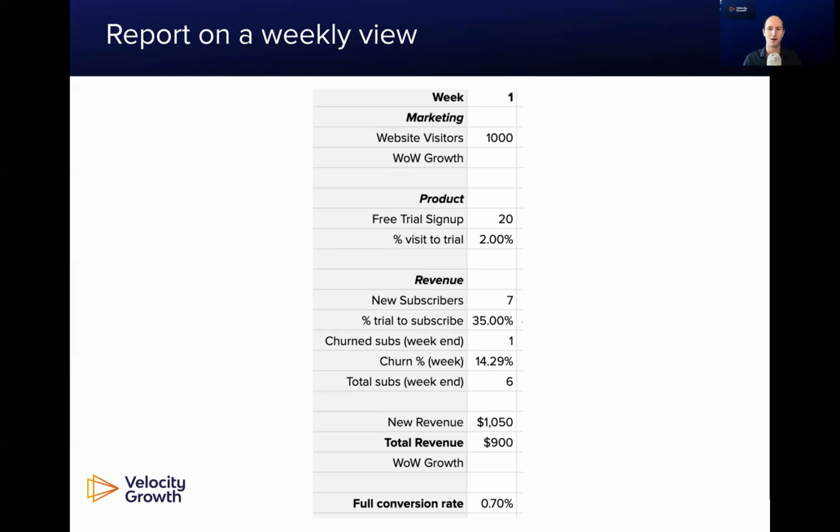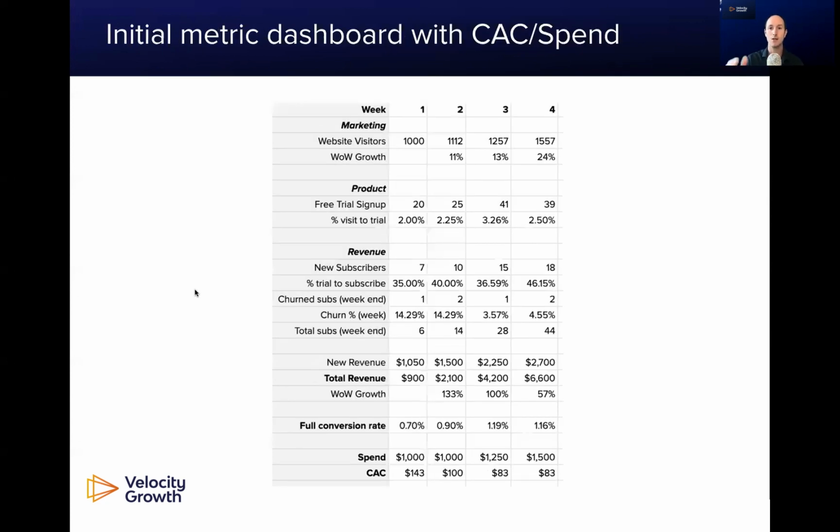My new revenue was $1050. My total revenue from subscribers was $900 this month. Maybe there was some transactional revenue built in there. And then my conversion rate, fully looking across from visit to subscription, is a little bit less than 1%. And then you build it out over time. You layer in your spend.